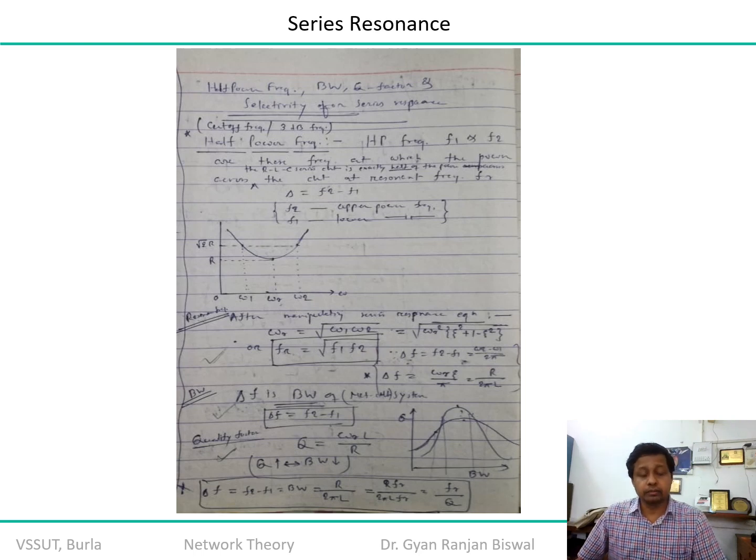Why half power frequency? Because at the cutoff frequency the amount of power carried by your signal is half of the maximum amplitude at the Q factor point. Whatever power it is carrying at omega r, at omega 1 or 2, as in this demonstration, the amount of power will be exactly half of that value. So that's why it is also called half power. These are different kinds of nomenclature, but ultimately the meaning is the same.